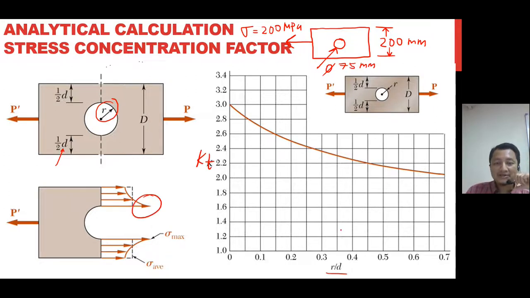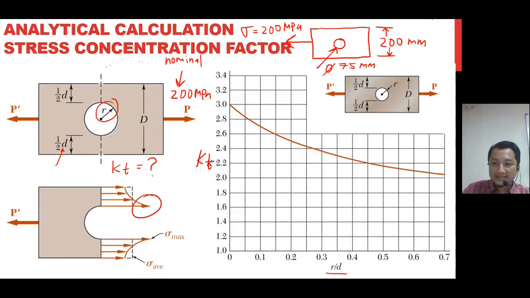Cuba baca tengok graf ni. Can you read what is the value of KT? KT berapa? KT is the stress concentration factor. Currently, pressure ataupun stress yang kita apply dekat dia adalah 200 megapascal. Ini adalah nominal. Maksimum tak tahu. Maksimum kena kali dengan stress concentration factor.